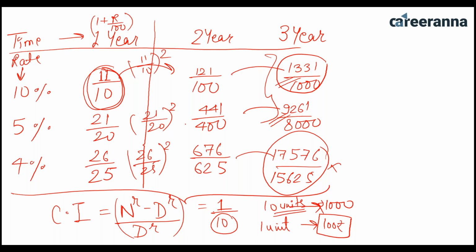Okay. This is what basically we are doing here also for second year. 21 upon 100. If I go up with this logic, numerator minus denominator upon denominator, this will be 21 upon 100. This 21 is going to be my compound interest, and this will be in units. Here also 331.